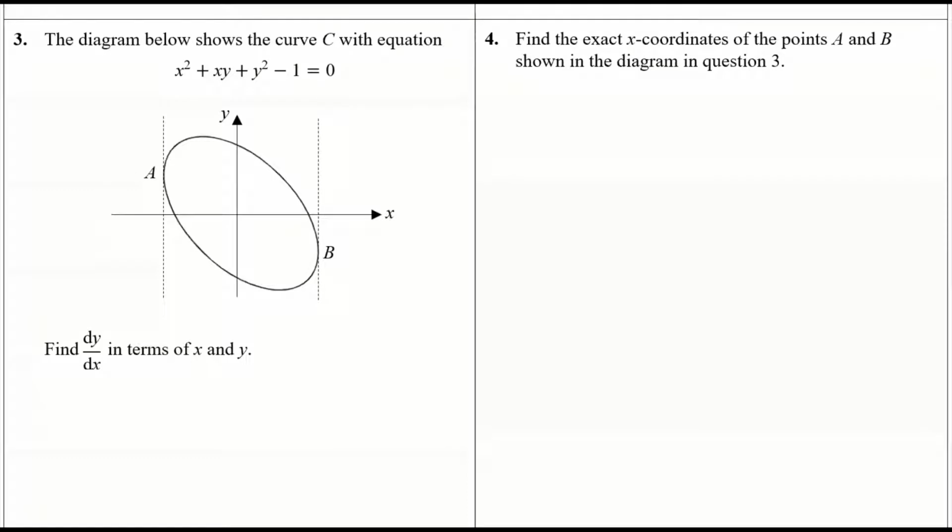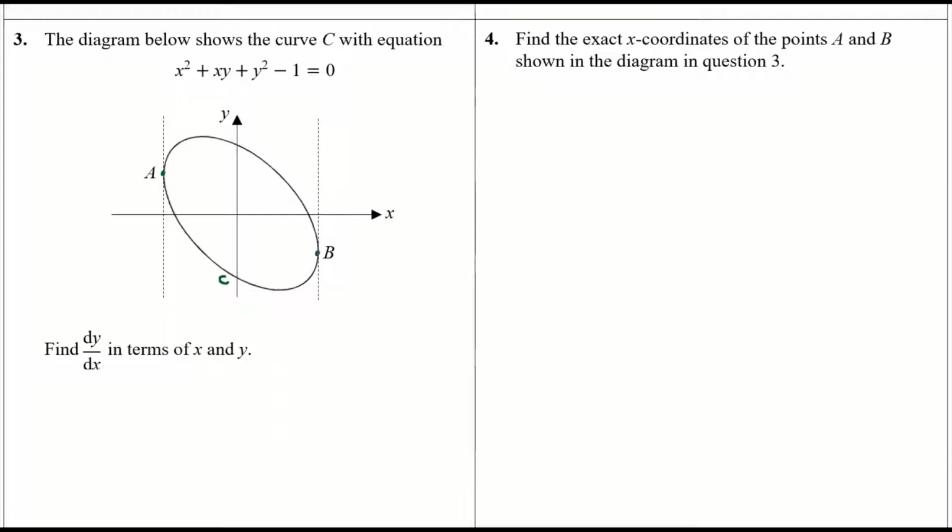Okay, now question 3, we're going to be revising some differentiation, and we've got a diagram here of a rotated ellipse, a curve C, which hasn't been labeled. I'm just going to label that. So this is the curve C here. There are 2 points of interest which we're going to look at in question 4, which is at A and B. But before we do that, we are asked to find dy by dx in terms of x and y.